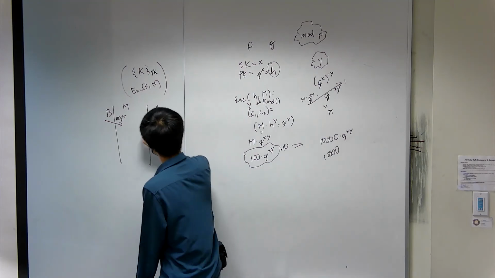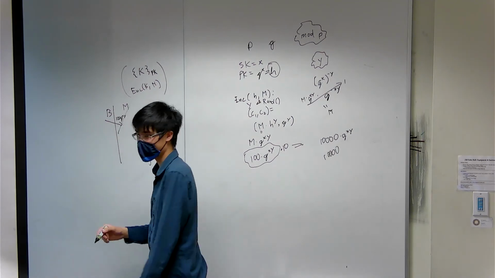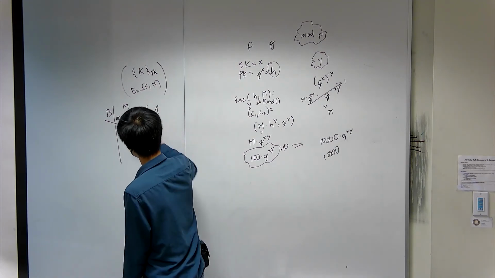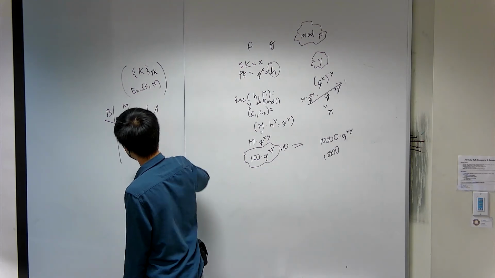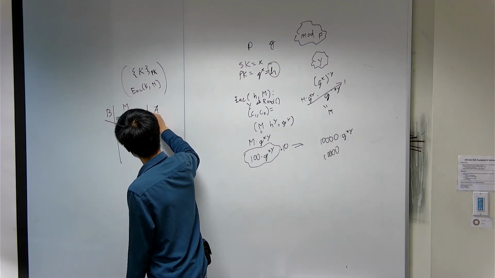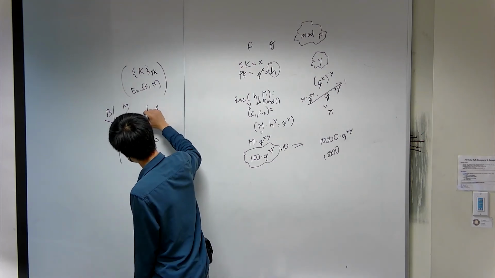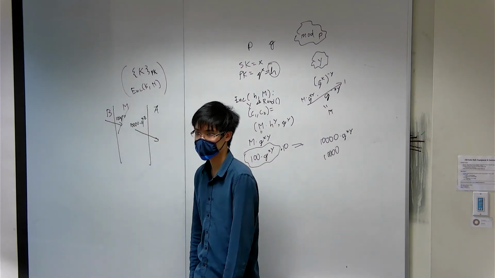Okay, so what we're going to do is, you know what, Bob, I don't care about your message. I'm just going to make it look like this message is actually 10,000 times g to the x, and then Mallory would choose her own value of like z or something.